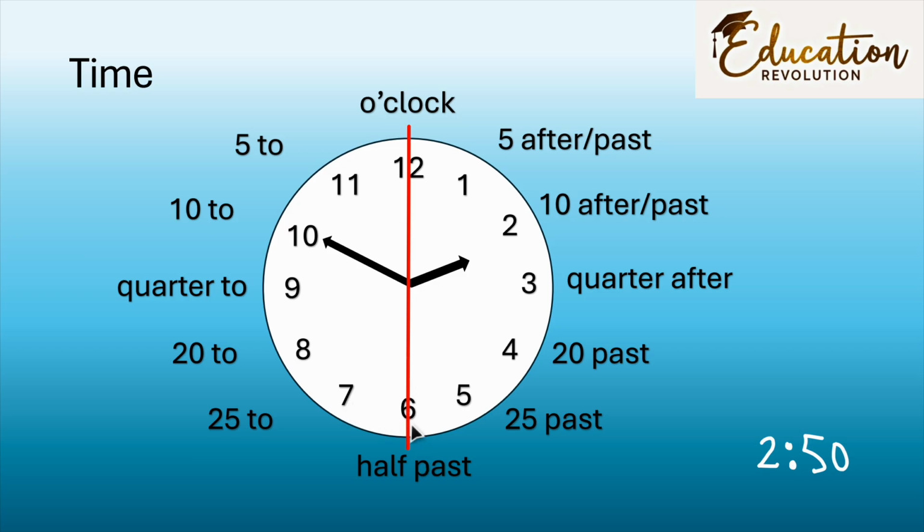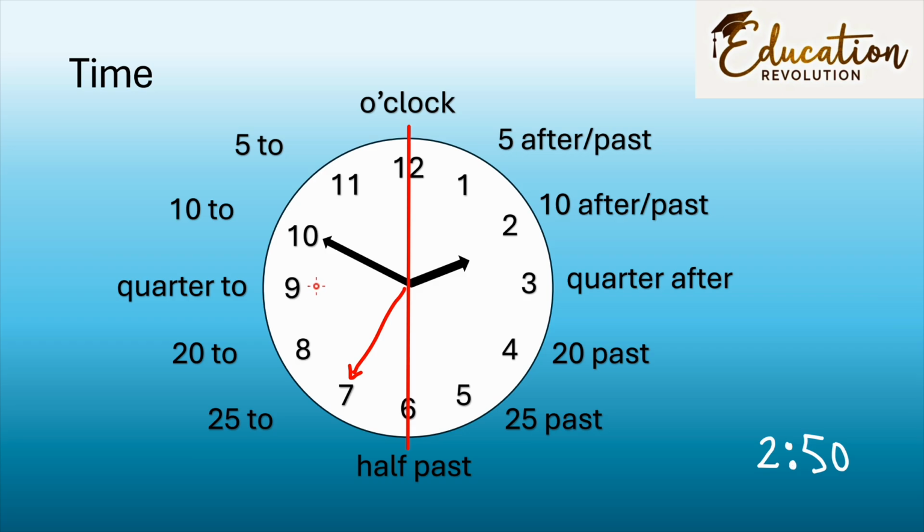Anything beyond the half past, we say until the next hour. So we'll say if the minute hand is instead at the 7, we'll say it is, of course, 2:35. Or we can say it is 25 till. Okay, 25 till. Or 25 to the next hour, 3. So 25 to 3, 25 till 3. Either is okay.